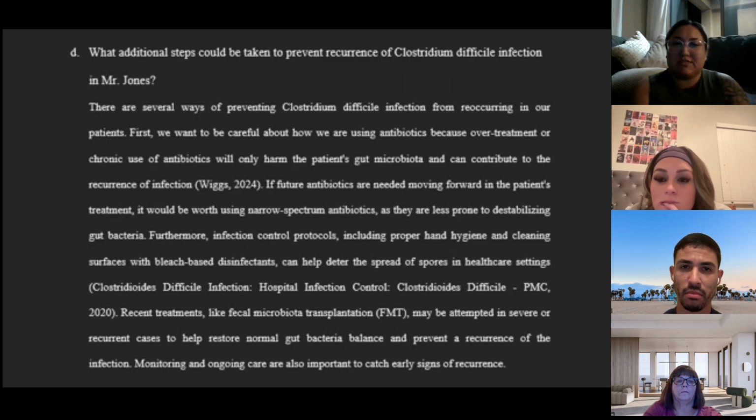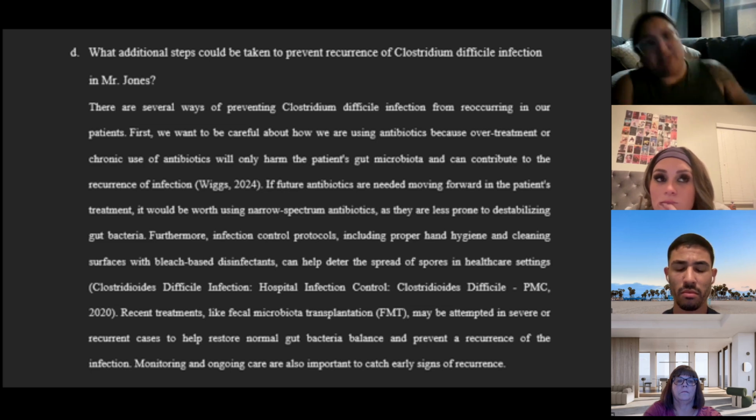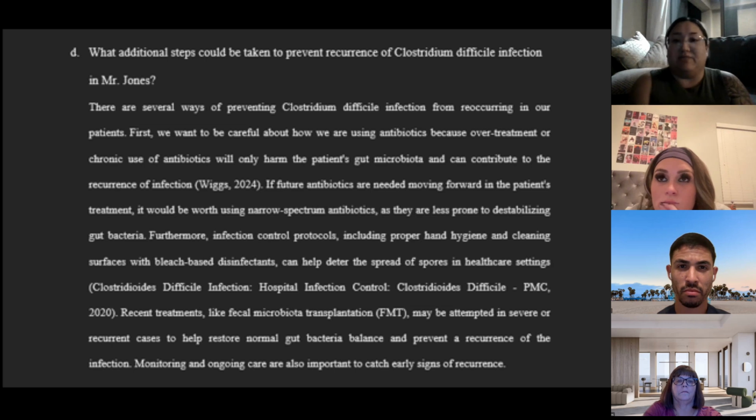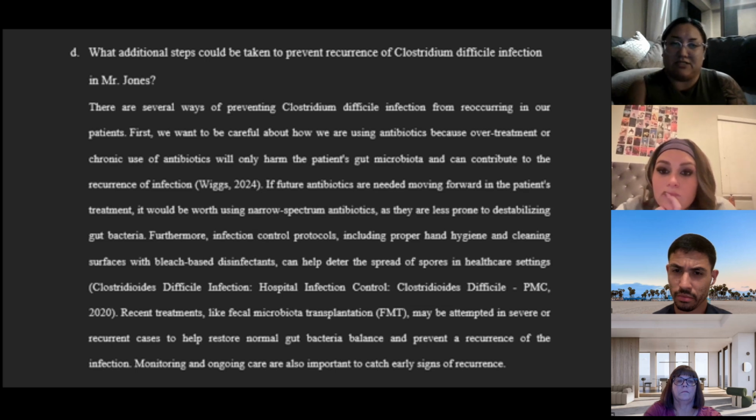And then the question that I made up was, what additional steps can be taken to prevent the reoccurrence of Clostridium difficile infection in Mr. Jones? So there are several ways of preventing Clostridium difficile infection from reoccurring in our patients. First, we want to be careful about how we're using antibiotics, because overtreatment or chronic use of antibiotics will only harm the patient's gut microbiota and can contribute to the reoccurrence of infections.